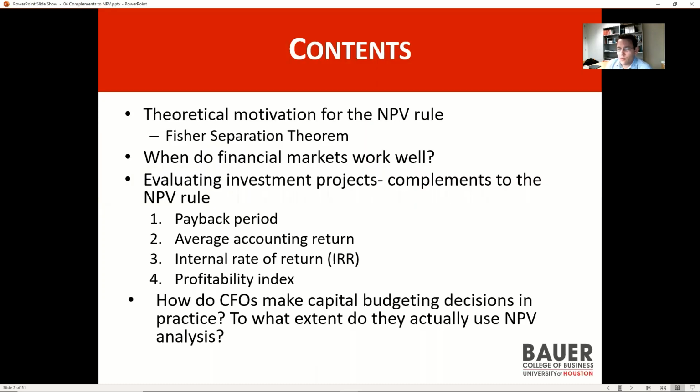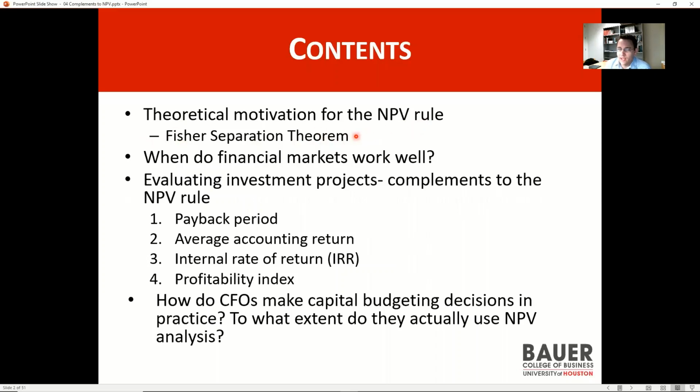To do that, we're first going to remind ourselves why we like the NPV rule so much. What is it doing? We're going to introduce something that sounds kind of fancy, but it's very simple. It's called the Fisher separation theorem. The Fisher separation theorem is going to tell us that under certain assumptions, all we need to do as a CFO or a CEO of a company is maximize NPV. That's really our only job. If we do that, that's going to be the best thing for our investors. That's the fancy name, the Fisher separation theorem.